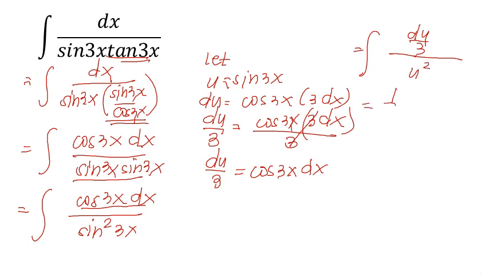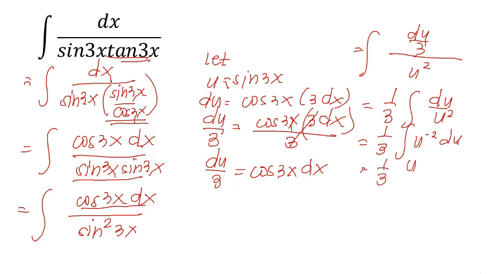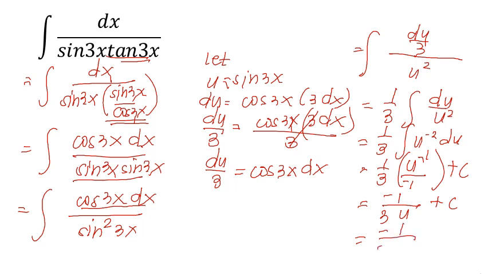Now, we could factor out 1/3, and we are left with du all over u squared, which is also equal to 1/3 integration of u raised to -2 du, and then we could simply apply the power rule to this equation. We will have u raised to -1 all over -1 plus c. So we could simply put 1 all over 3, -1 all over 3u, where our u is equal to sine 3x. So we will have -1 all over 3 sine 3x plus c.